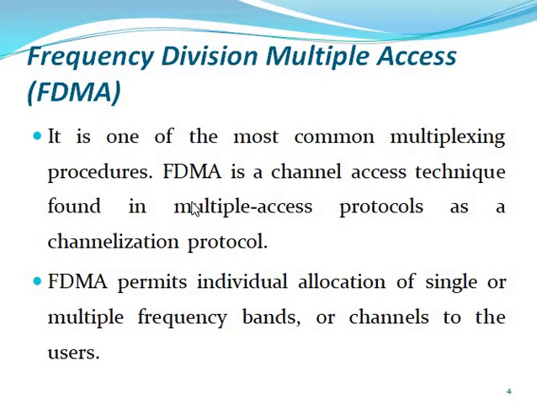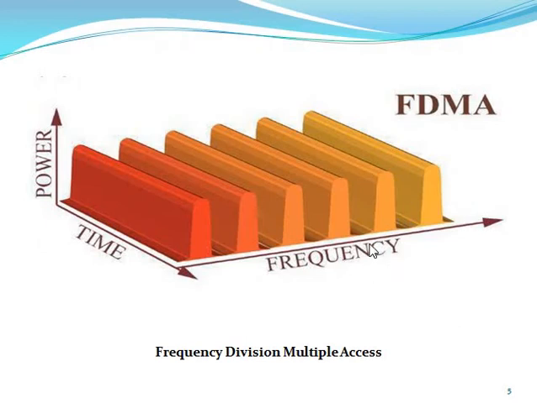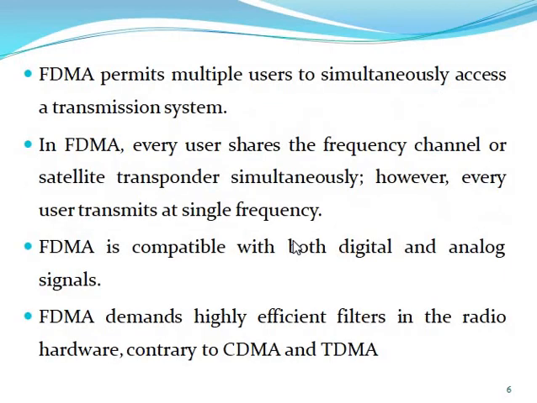So what is FDMA? You can show frequency is individually allocated, either a single frequency or multiple frequency bands, or channels, which you can use. So frequency is used based on the channel, and frequency can also be divided into time slots. Frequency division demands high-efficiency filters in the radio hardware.